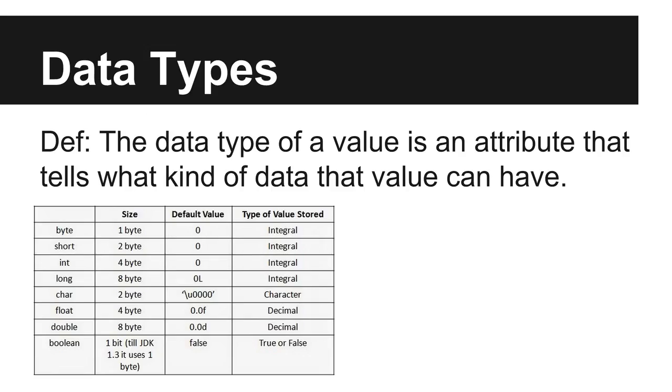Okay, so now it's time to talk about data types. The data type of a value is an attribute that tells what kind of data that value can have. We have seen this before. We specify an int variable, for example, and that variable can only store an int. Okay, so now you may wonder how many data types there are, what they store. The good news is that there are only 8 basic data types, and those are the ones you see listed on the screen: the byte, short, int, long, char, float, double, and boolean.